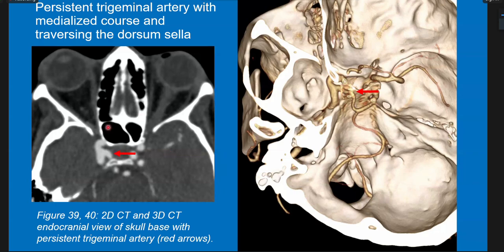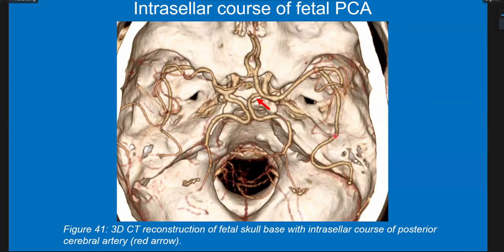And you can see here a persistent trigeminal artery. And you see the medialized course of the persistent trigeminal artery penetrating the dorsum sellae here on 2D. And you can see also 3D rendering. So there's a medialized course of this vessel. And yeah, they just need to know this variant anatomy if they're trying to do surgery within the sella or the parasellar area here.